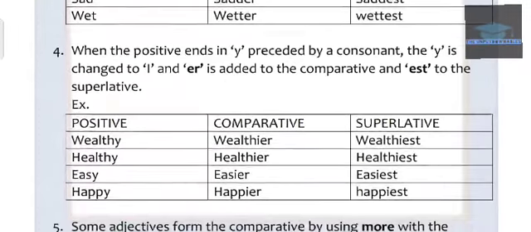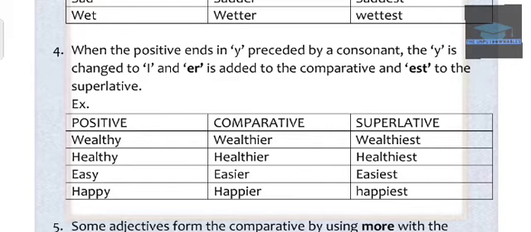Rule number 4. When the positive ends in Y preceded by a consonant, the Y is changed to I and ER is added to the comparative and EST to the superlative. A very good example is wealthy. So you can see in the comparative degree, the Y of wealthy has been removed and I has been added in its place. And to make it comparative, we simply add ER towards the end, and to make it superlative, we add EST. So you can copy the other examples also.